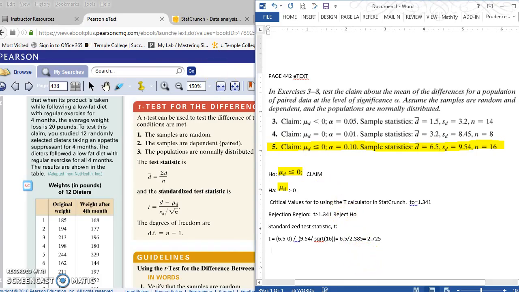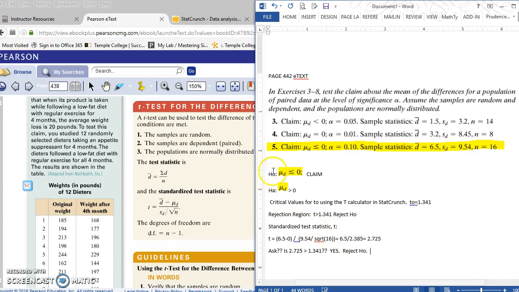So you have to ask yourself, is this t-value 2.725 greater than 1.341? And the answer is yes. And when the answer is yes, that says we will reject H sub 0.